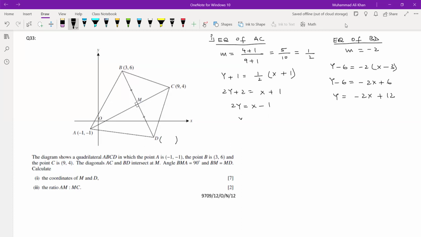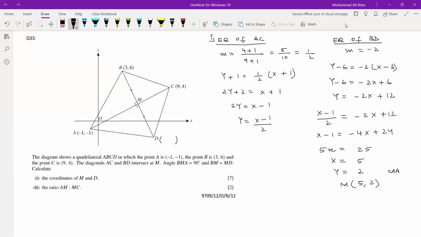The value of y from this equation is x minus 1 divided by 2. I am substituting in the second equation. x minus 1 divided by 2 equals minus 2x plus 12. Cross multiply by 2: x minus 1 equals minus 4x plus 24. 4x and x will be 5x equals 25. And the value of x is 5. Therefore, the value of y is 5 minus 1, 4, divided by 2 is 2. The coordinates of M are 5 and 2. Are you clear? Any confusion?